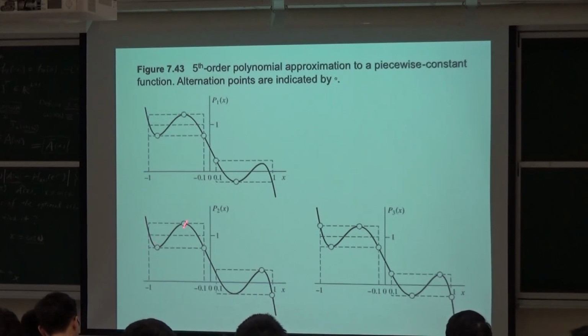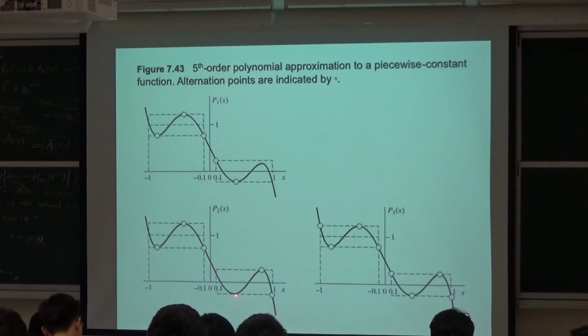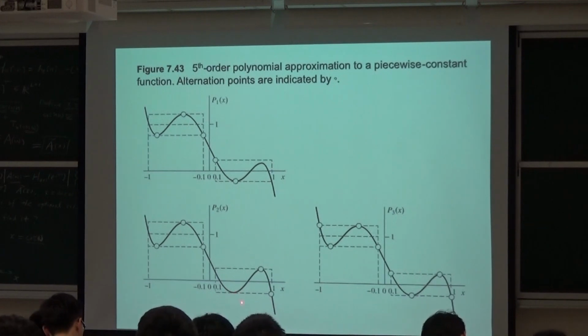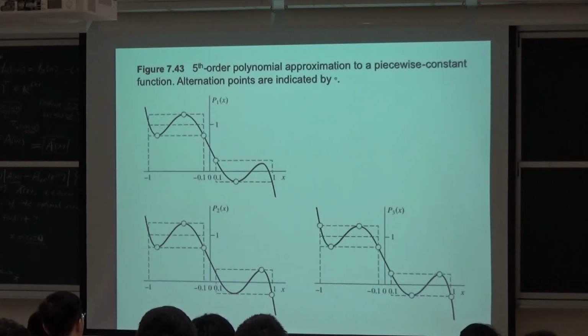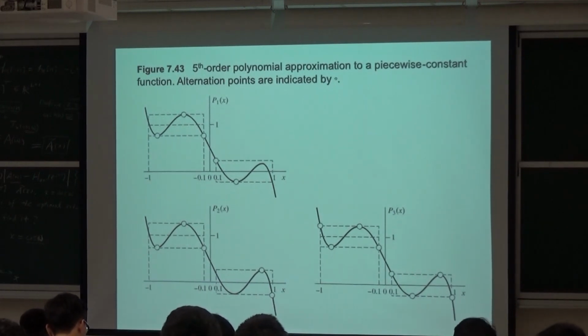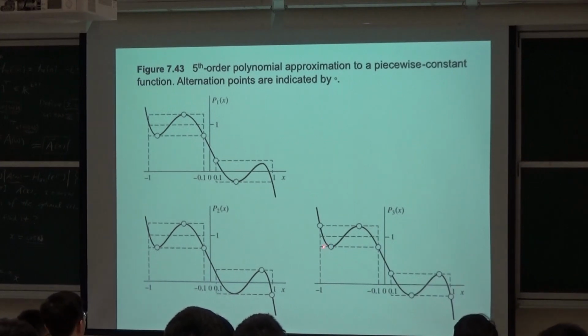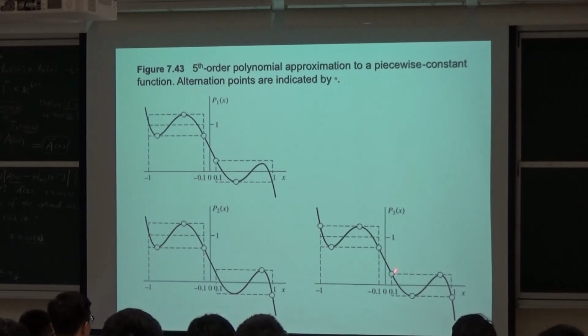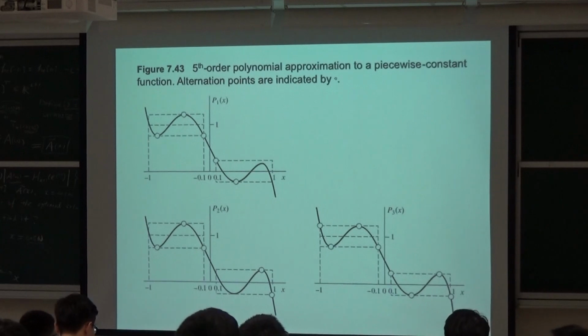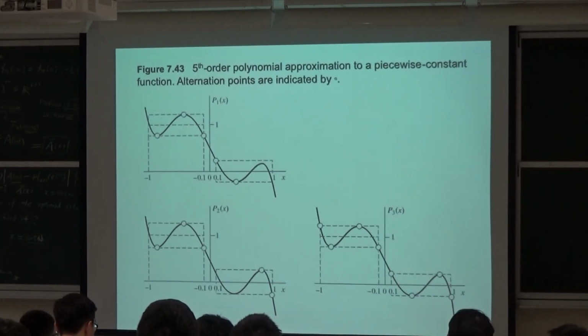The second example: 1, 2, 3, almost there, but no. This point cannot be counted as an alternating point. So 1, 2, 3, 4, 5, only 5. Again, it's not optimal yet. And the optimal solution is here: 1, 2, 3, 4, 5, 6, 7, 8. Eight is more than L plus 2, which is 7, so this is optimal according to the theorem.